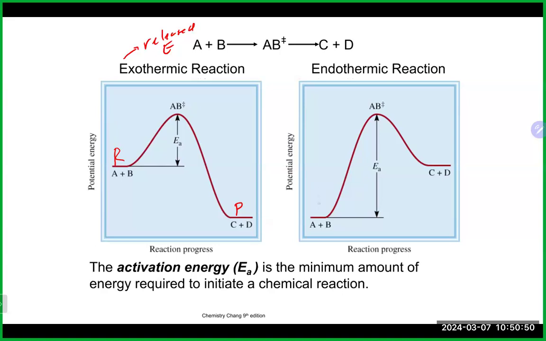The opposite is true over here. This is our reactants. That's our products. And in this case, our products are higher in energy than our reactants, which means in order to get there, energy has to be absorbed or put in, if you want. And that is an endothermic process. We absorb energy.